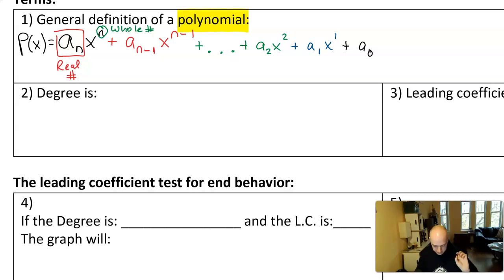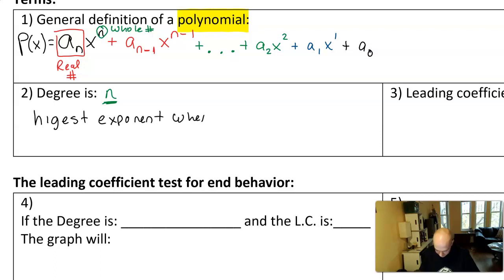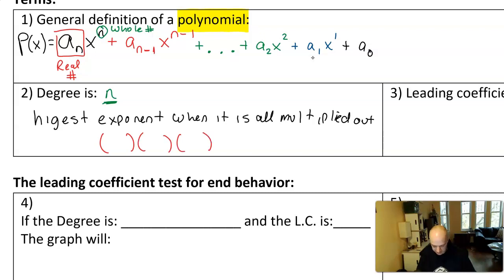Then a key term for a polynomial is degree. Degree is the n value. That is the highest exponent when it is all multiplied out. And I add that clause of when it's all multiplied out because sometimes you get polynomials in factored form. It's not just the highest exponent of a single factor, it's the highest total exponent. We'll do an example and look at that in a second.